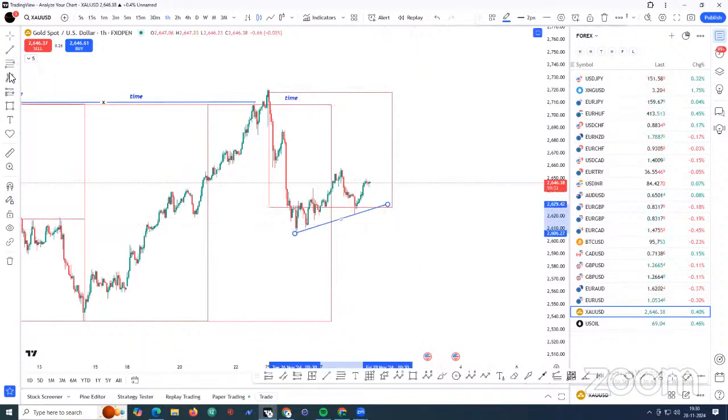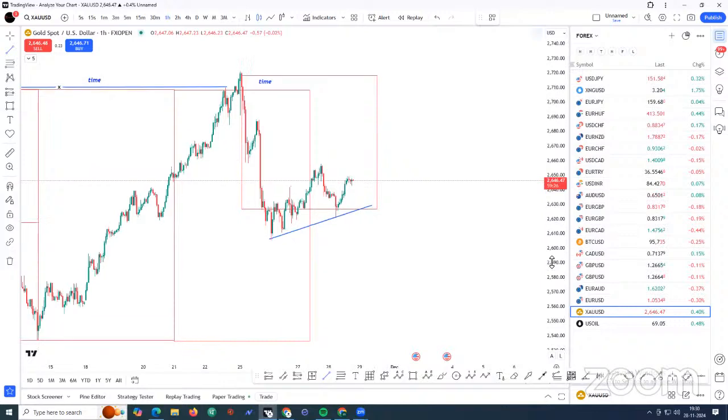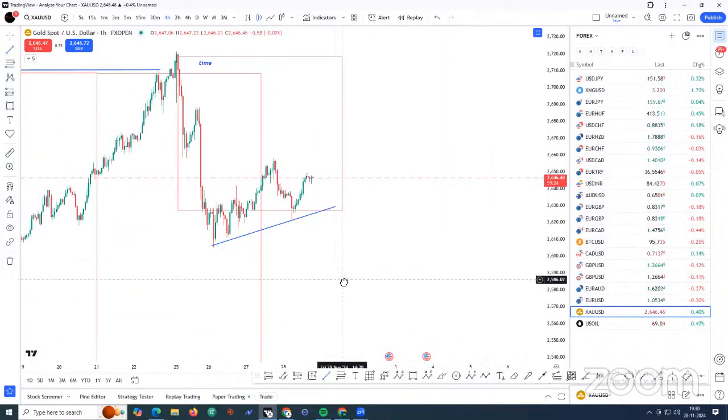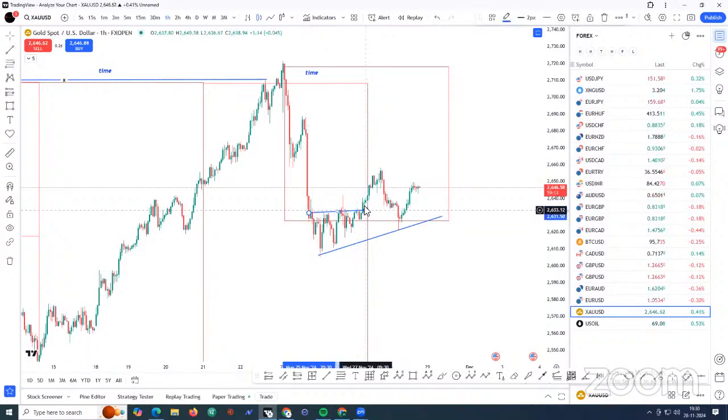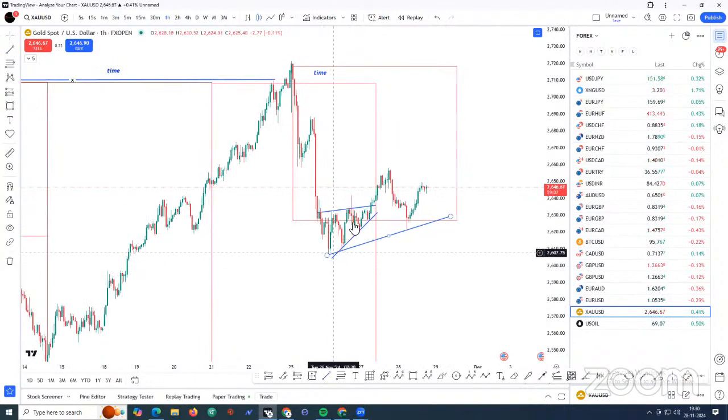Now this is presently a downside. On the hourly basis, we can see a smaller triangle-like structure here. It's broken to the upside, then it is consolidating a little bit.